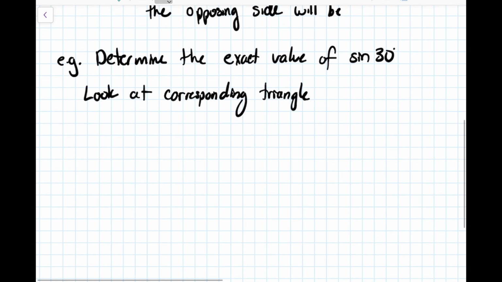And so I'm just going to sketch it out again. You're really going to want to get into the habit of drawing these as often as you can. And I'm going to flip it on its side just to mess with our heads a little bit. So our smallest angle is 30 degrees. Our other angle is 60.